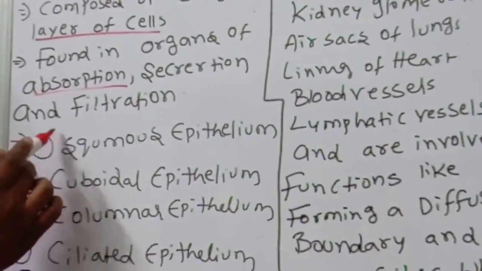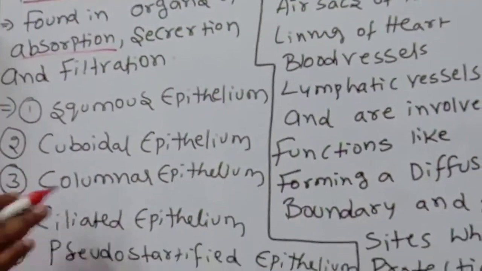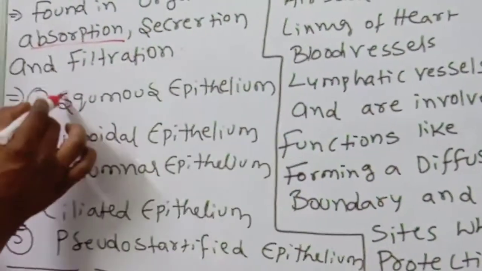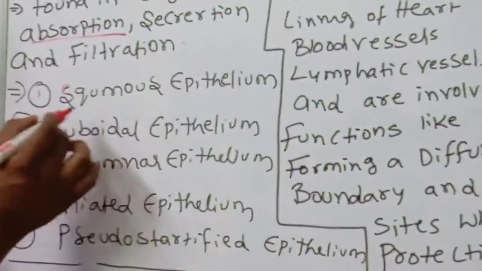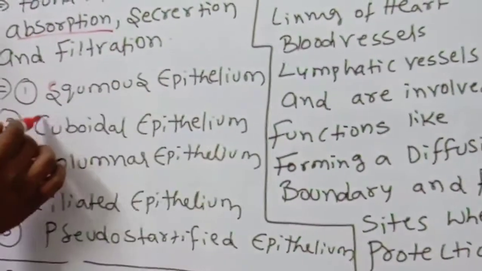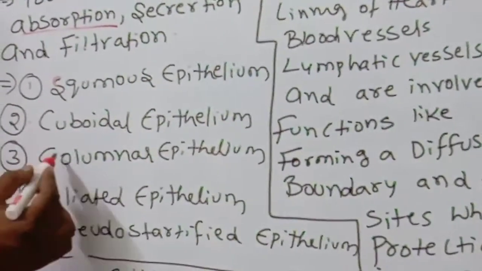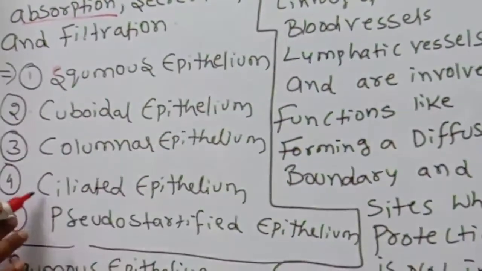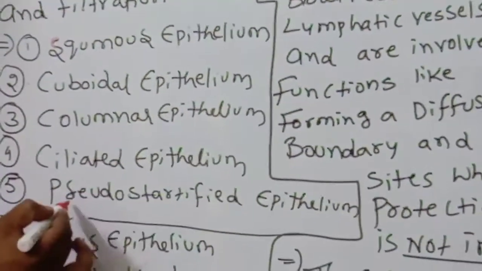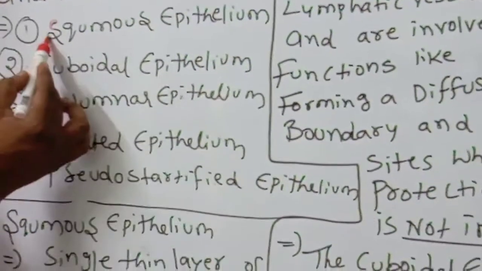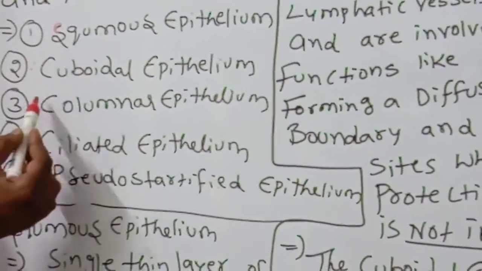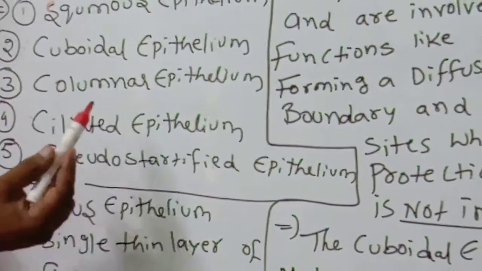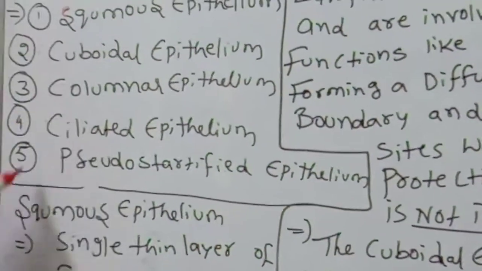The simple epithelium is divided into majorly five types. Number one, squamous epithelium. Second one, cuboidal epithelium. Third one, columnar epithelium. Fourth one, ciliated epithelium. Fifth one, pseudostratified epithelium. Okay, first we are discussing which one?